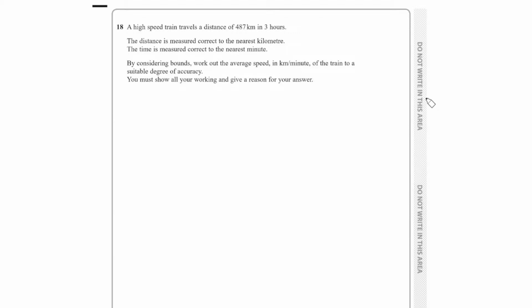By considering bounds, work out the average speed in kilometers. Also pay attention to this though, kilometers per minute. Normally it's kilometers per hour, isn't it? They've said per minute. Of the train to a suitable degree of accuracy. That means you need to work out both the upper and the lower bounds. Obviously, consider your formula first. Speed is distance over time, so we're dividing.